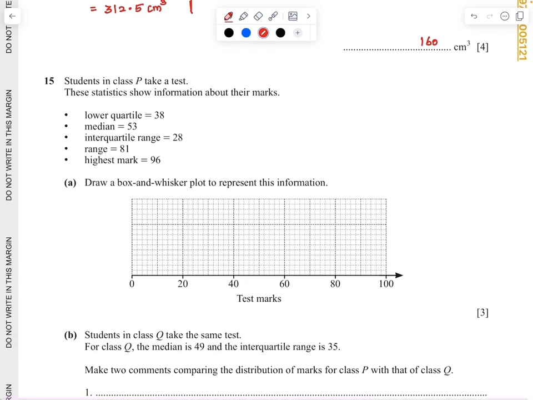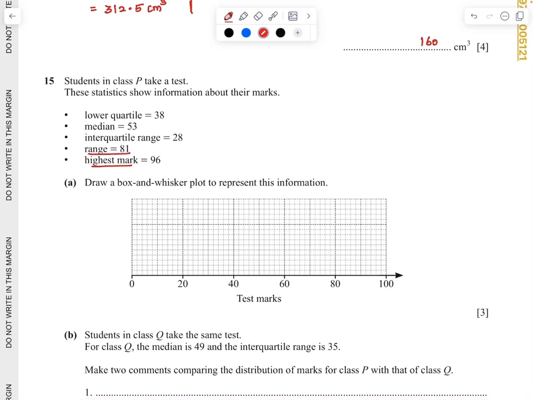Question number 15. Students in a class P take a test. These statistics show information about their marks. Lower quartile, median, interquartile range, highest mark, all these are given. Draw a box and whisker plot to represent this information. So let's do this. Let's check whether we have the lowest mark. The highest mark is given here. So I need to get the lowest mark from this.